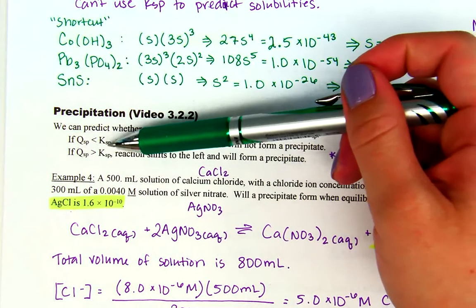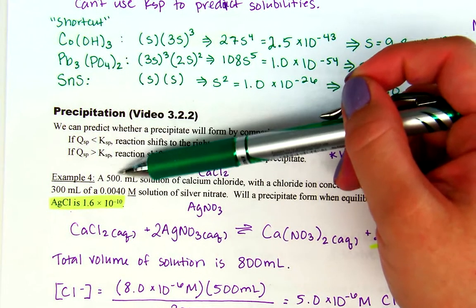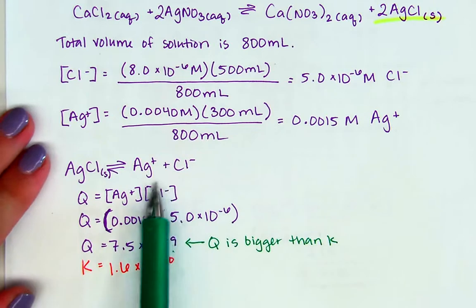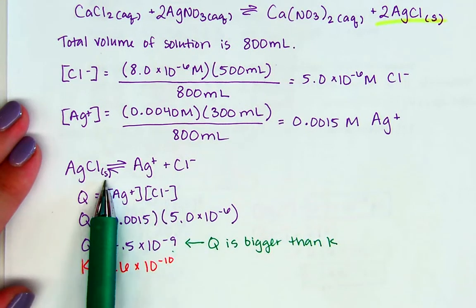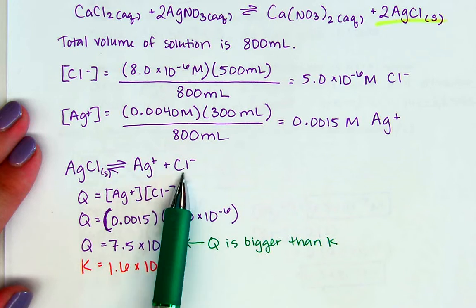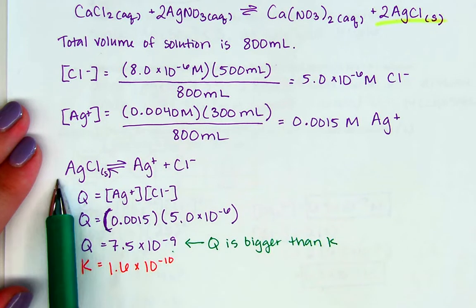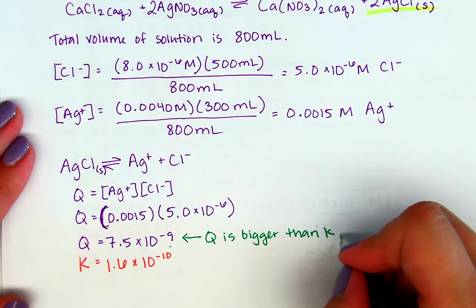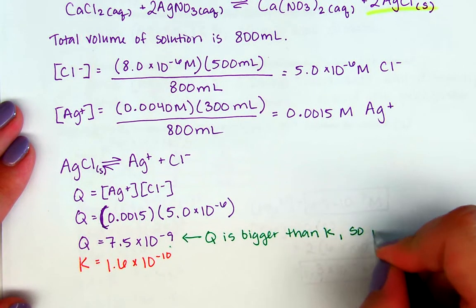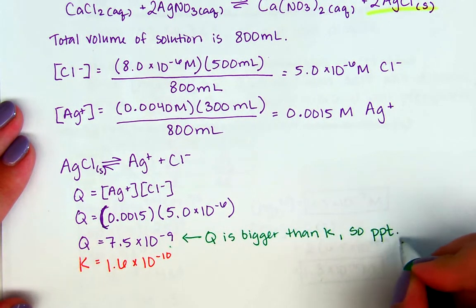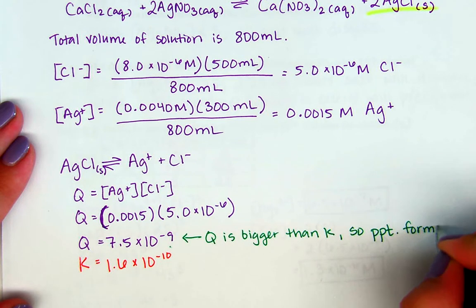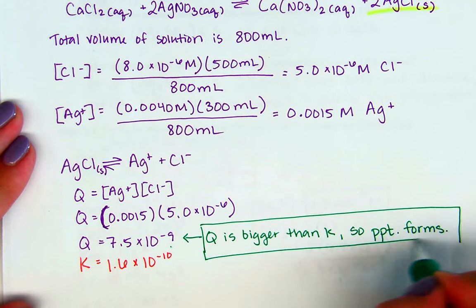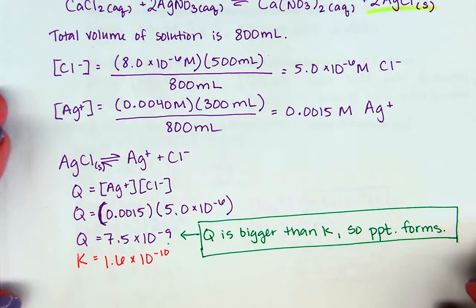And then just up here, as our rules, remember, if Q is bigger than K, the reaction shifts to the left and will form a precipitate. That means this reaction is going to shift to the left, and there are too many ions, so the leftover ions are going to shift left and form solid silver chloride, and you're going to see a precipitate in solution. So Q is bigger than K, so a precipitate (ppt) forms. And that would be a valid justification for your answer as well.